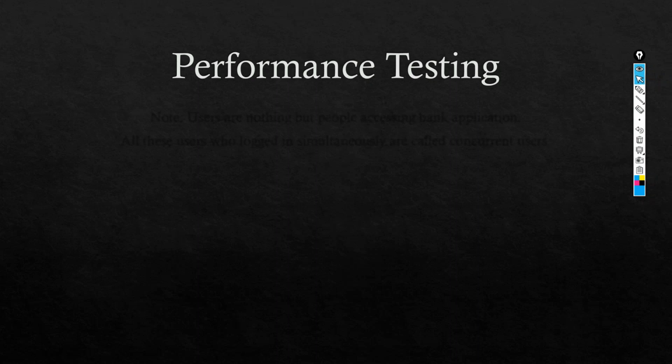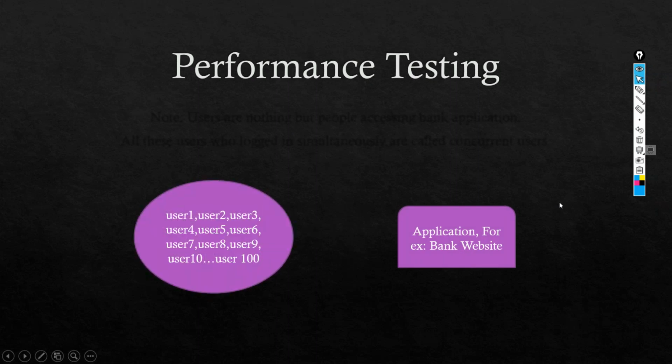In a generic way, what we discussed in the previous session was, let's say there's a bank application, and some number of people are accessing the bank website. Generally, what is the peak time of bank working hours? It is generally around 10 a.m. or 11 a.m. in the morning. Generally, more people access the bank website then. That's what I'm assuming. So let's say those people are user 1, user 2, user 3, and so on, up to user 100.